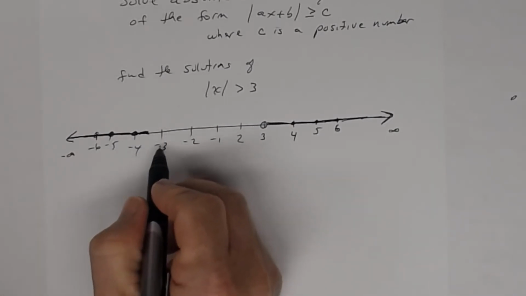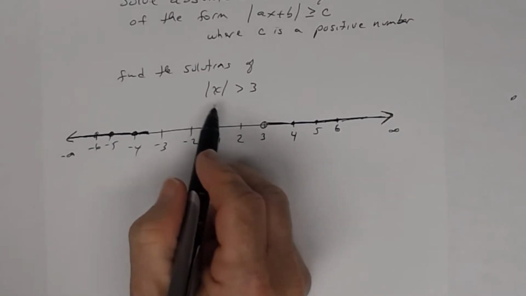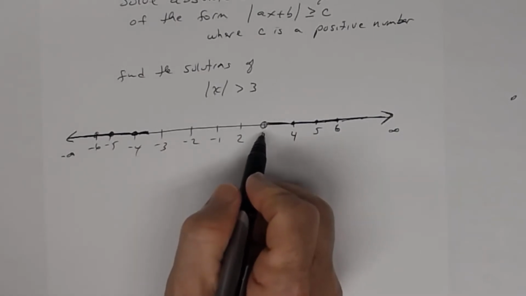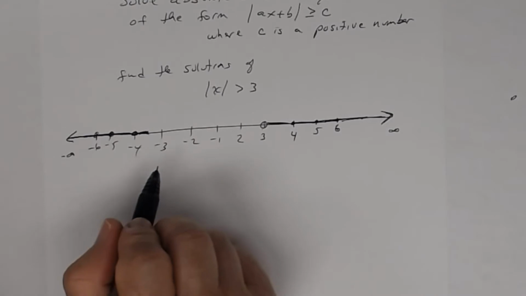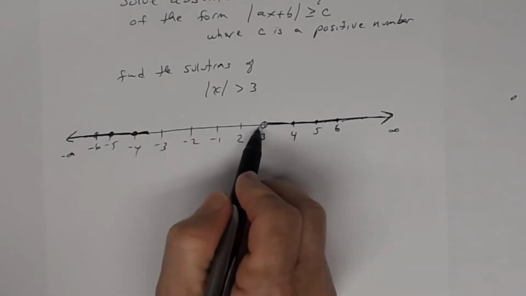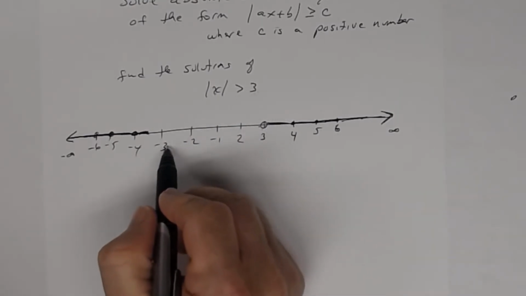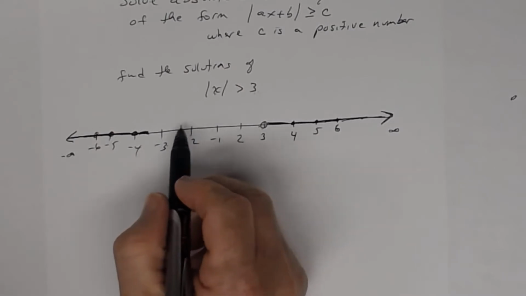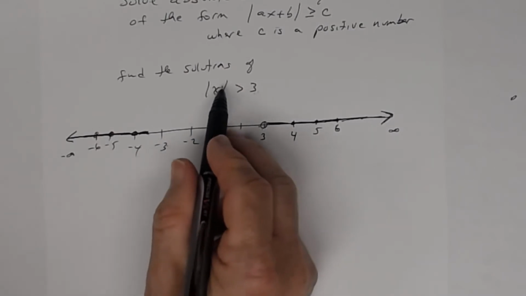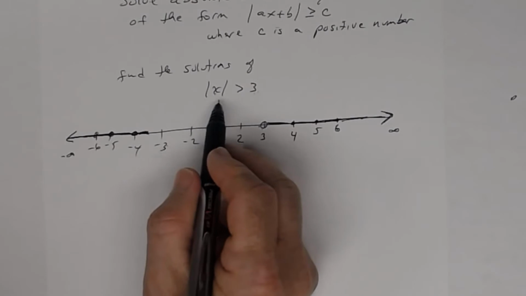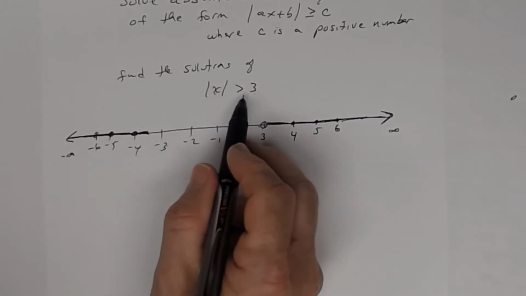In fact, now I'm going to ask you this: is negative 3 a solution? Just like I asked you, is 3 a solution? You saw it was not. That's why you put an open circle there, because you see this 3 and that 3, negative 3, are opposites. What is the absolute value of negative 3? The absolute value of negative 3 is 3, and is 3 greater than 3? The answer is no.